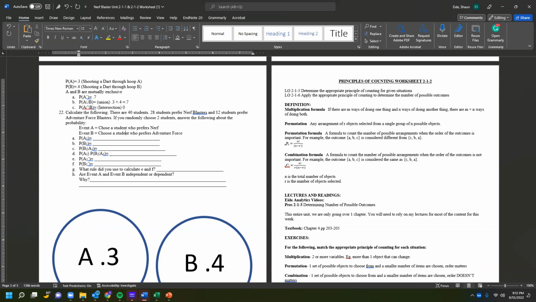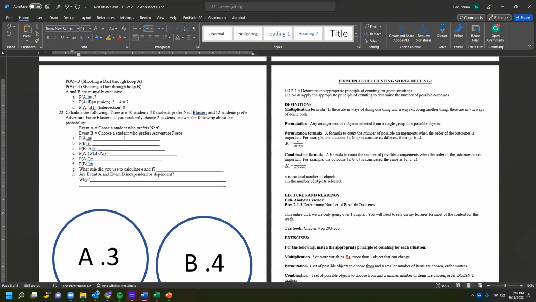Okay. So calculate the following. There are 40 students, 28 students prefer Nerf, 12 prefer Adventure Force blasters. If you randomly choose 2 students, answer the following probability. Adventure Force is the Walmart brand, which is actually really good for the majority of them. There's a few that are not that great, but some people prefer those over Nerf.